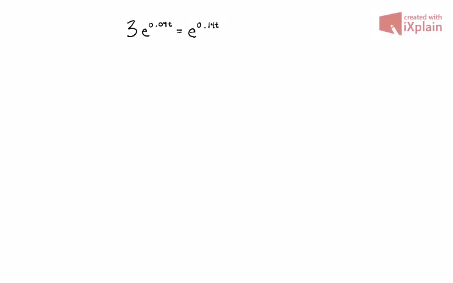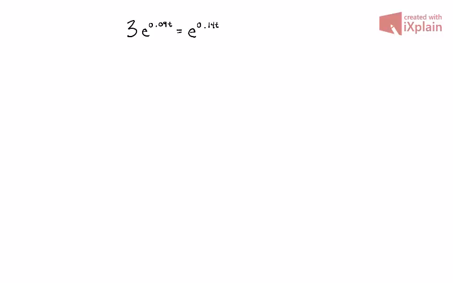Hi everyone, I'm going to take a look at another problem from section 4.4, logarithmic properties. So this particular problem that we're looking at is 3 times e raised to the 900ths times t equaling e raised to the 1400ths times t.